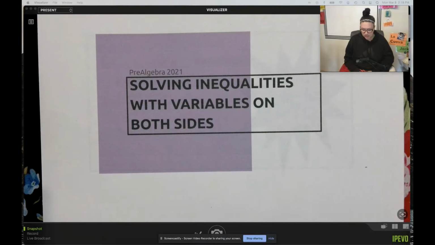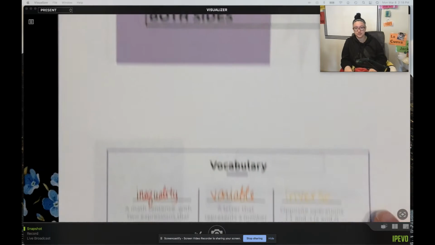These notes are about solving inequalities with variables on both sides. Again, it's the exact same steps as solving equations with variables on both sides, with just those few little differences that we see when we have inequalities instead of equations.